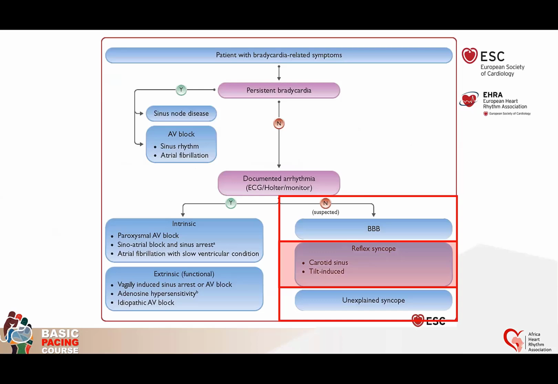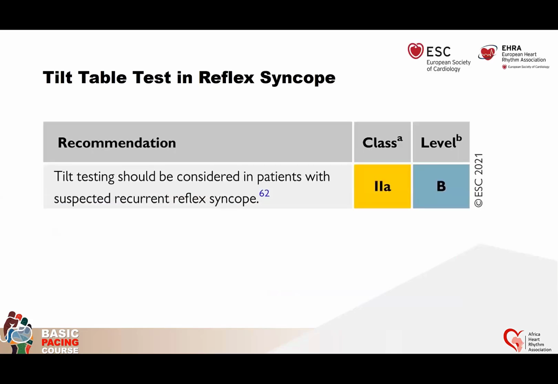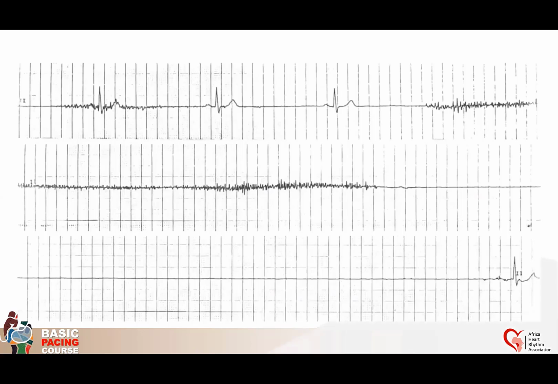Lastly, the reflex syncope. These patients are identified by a tilt table test by a cardioinhibitory response, which is a class 2A to request this exam if the patient presents with symptoms that orient us towards reflex syncope. And this is an example where the patient started to be bradycardic on the tilt test, and finally a huge sinus pause.